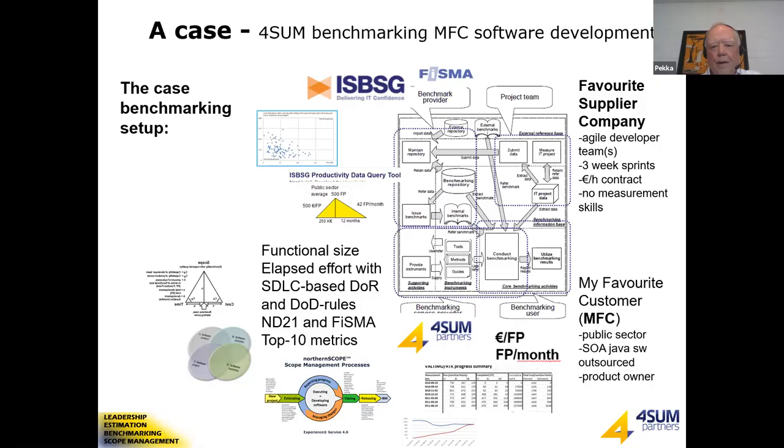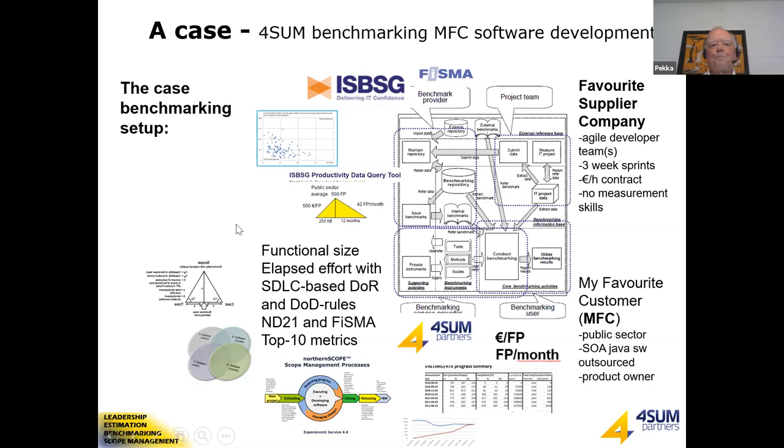And then here in the middle between benchmarking service provider and benchmarking user, we have this one data collection table where we collect the measurement results. And then these are actually updated together with the project team regularly. And then we measure the euros per function point and function point per month, meaning the productivity or cost efficiency and also delivery speed. And actually we also collect hours per function point, which is the productivity in turn.